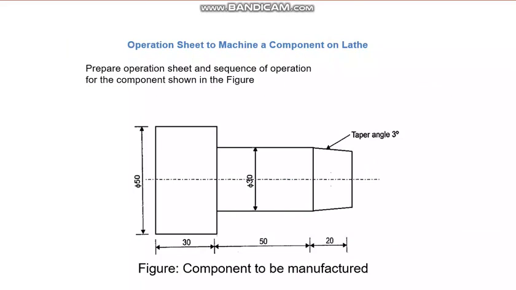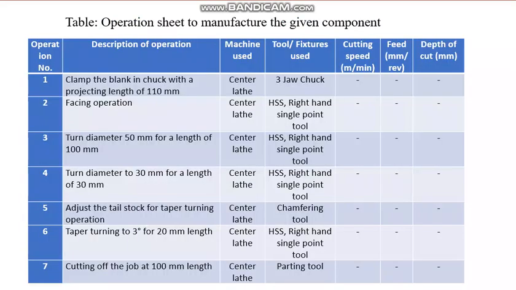Now this is the component to be machined. The diameter given is 50 here. Maybe the final diameter is 50 for a distance of 30 mm, and then it is turned down to 30 mm diameter for a length of 50, and then there is a taper of 3 degrees for a distance of 20. You see, these are the operations. So this is how your operation sheet looks. Now here is the operation sheet for that job on the lathe machine.